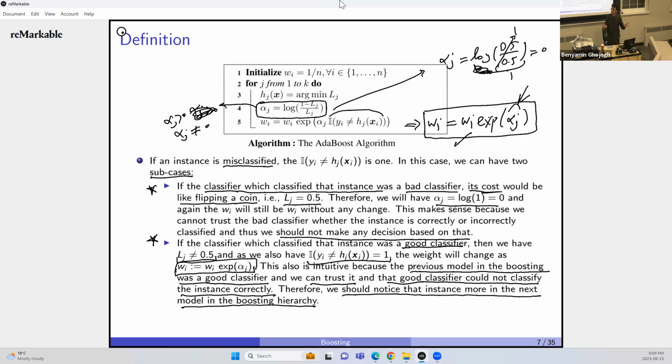So in summary, we covered these cases. If it is classified correctly, don't change the weight. If it is classified incorrectly, see the classifier. If it is a bad classifier, don't change the weight. If it is a good classifier, change the weight and enlarge it. Okay, make it bigger.